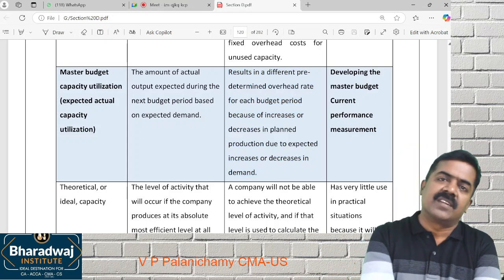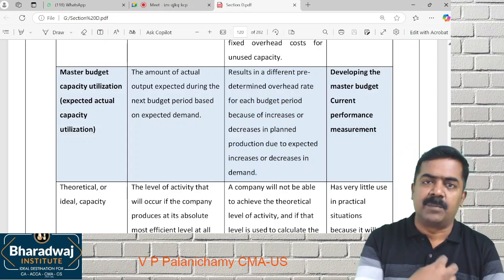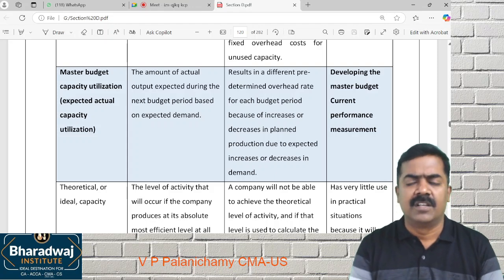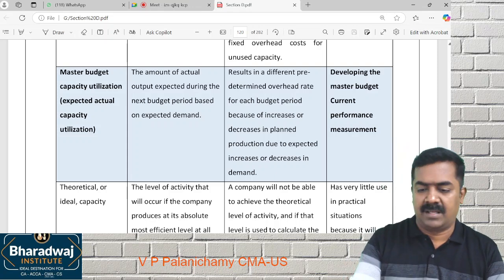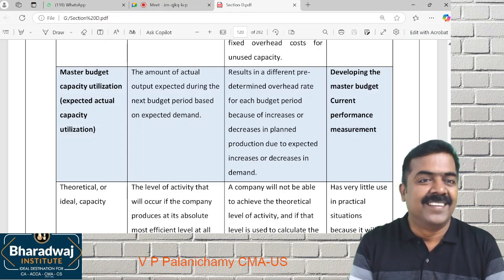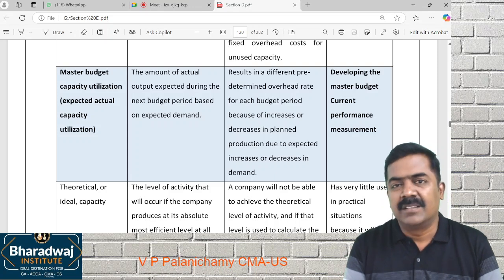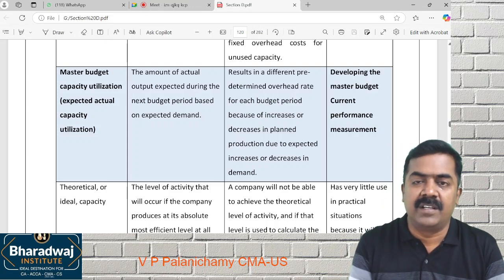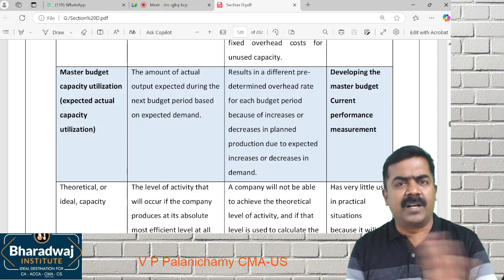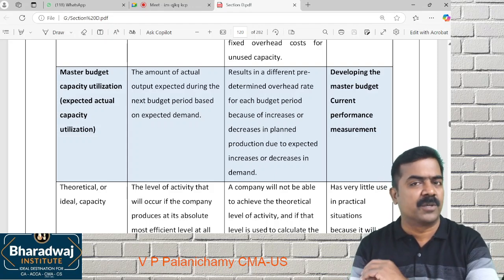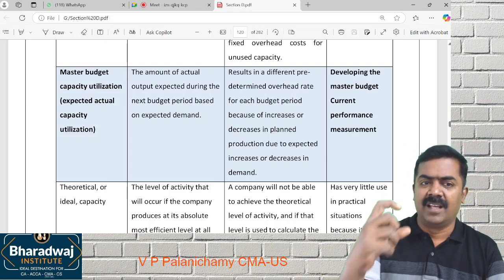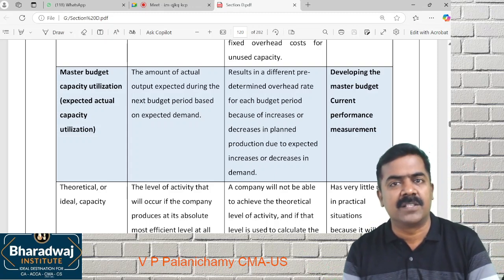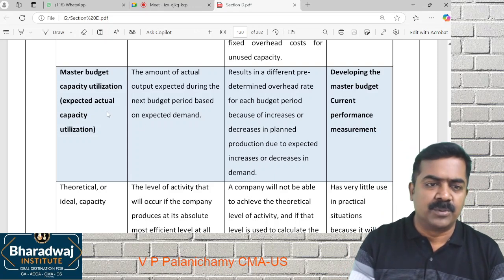The constraint may be different for different companies. For example, for my company, demand is huge. Labor is also available, machines are also available. So the constraint may be different in different organizations. For me, demand is not a problem, production is not a problem, workers are not a problem. The problem is availability of material. Then I will prepare the budget based on what? Raw material.